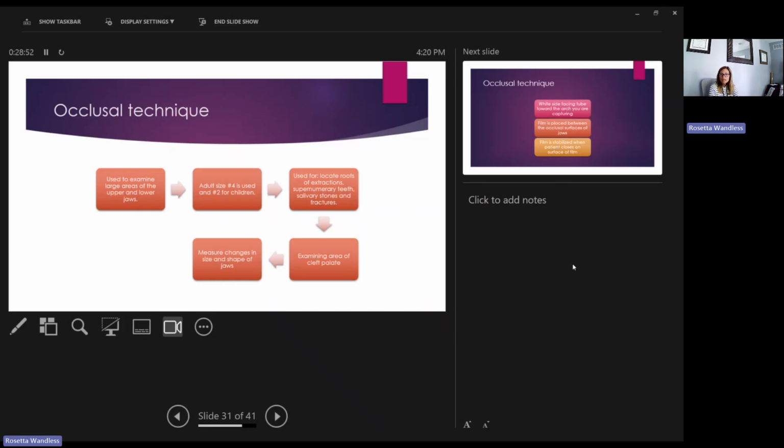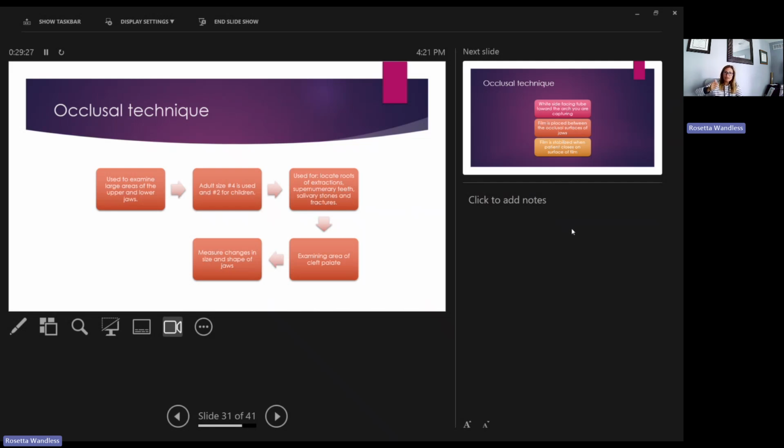It's used to locate roots during extractions. Let's say we think there's a root tip in there. After an extraction, they can use an occlusal. Are there supernumerary teeth, meaning extra teeth? Are there salivary stones or fractures in the jaw, so for trauma? Another reason we would use the occlusal technique is to measure changes in size and shape of the jaw, as well as examine an area of the cleft palate.